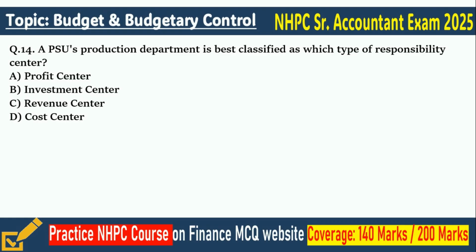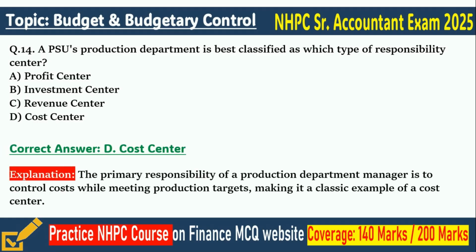Option C, revenue center. Option D, cost center. So, friends, here we are discussing about production department. The correct answer has to be option D, cost center. And the prime responsibility of a production department manager is to control cost while meeting production targets, making it a classic example of a cost center.